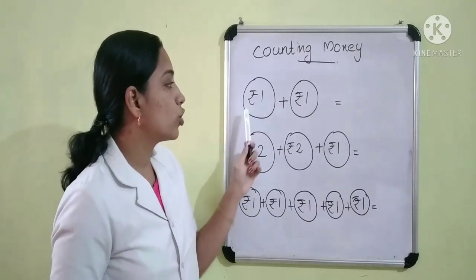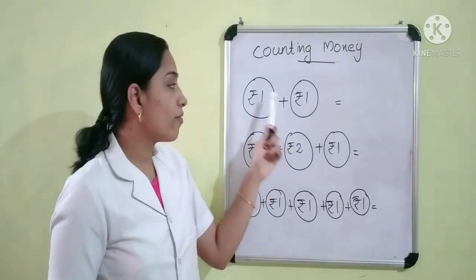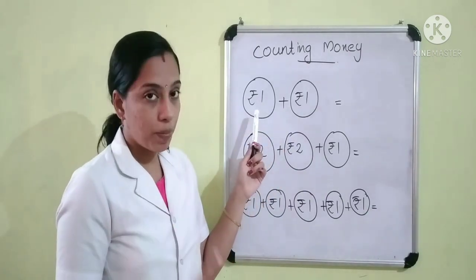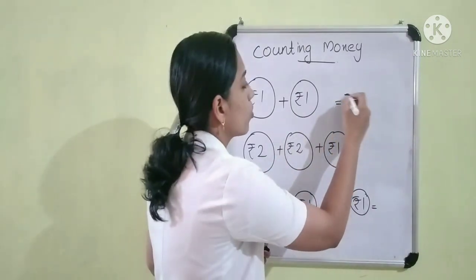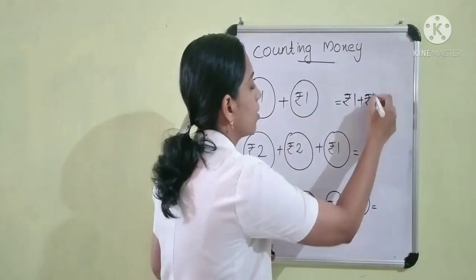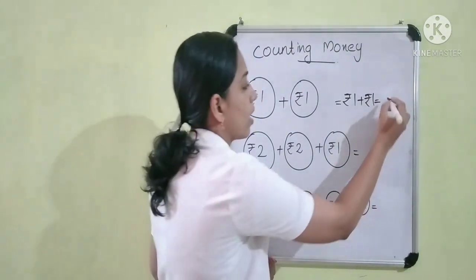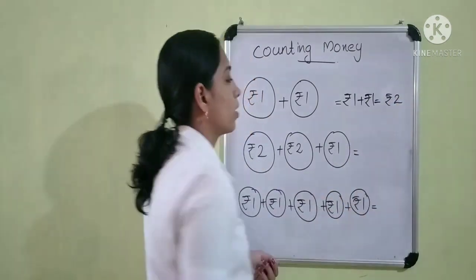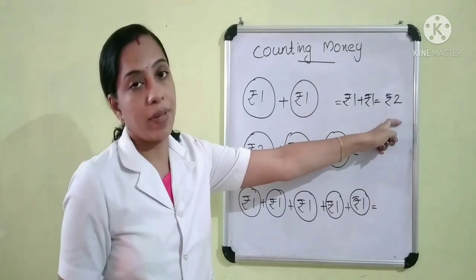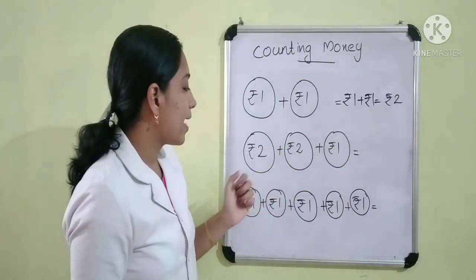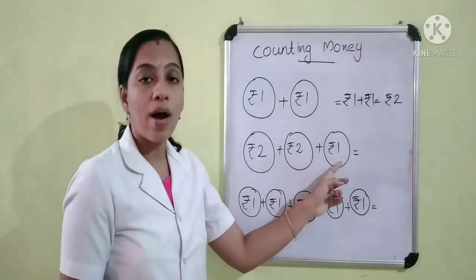Here we can see two 1 rupee coins. We have to find out the total amount. We know the value of this coin is rupees 1. This also rupees 1. So let us add rupees 1 plus rupees 1, that's equal to 1 plus 1, 2. So we can say that the total amount is rupees 2. That is two 1 rupee coins make 2 rupees. Right children? Next, here we can see two 2 rupee coins and one 1 rupee coin.